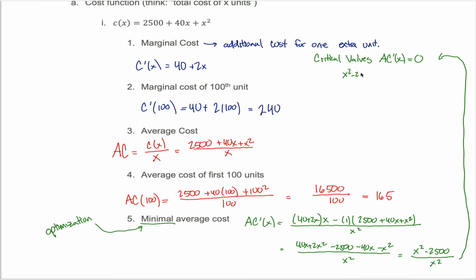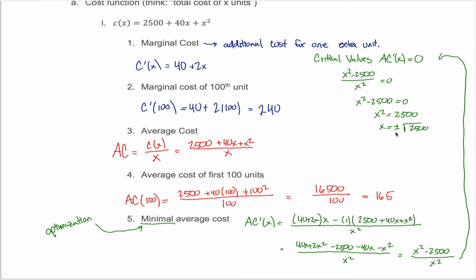x squared minus 2,500 divided by x squared equals 0. If we multiply both sides by x squared, I get x squared minus 2,500 equals 0. So x squared is equal to 2,500. So x is either plus or minus the square root of 2,500.